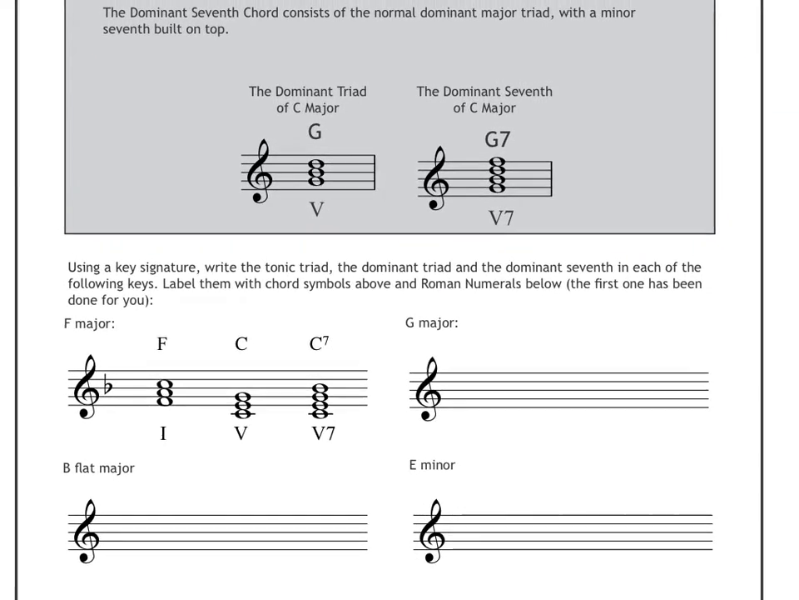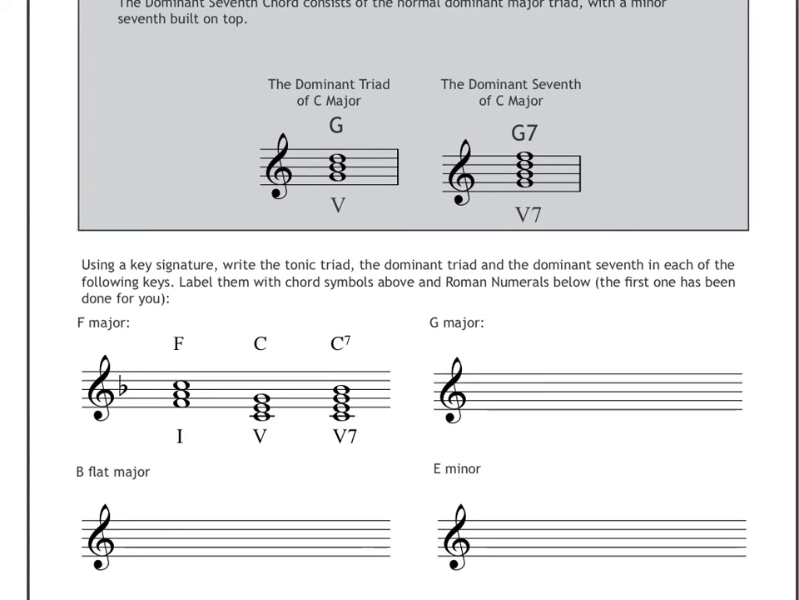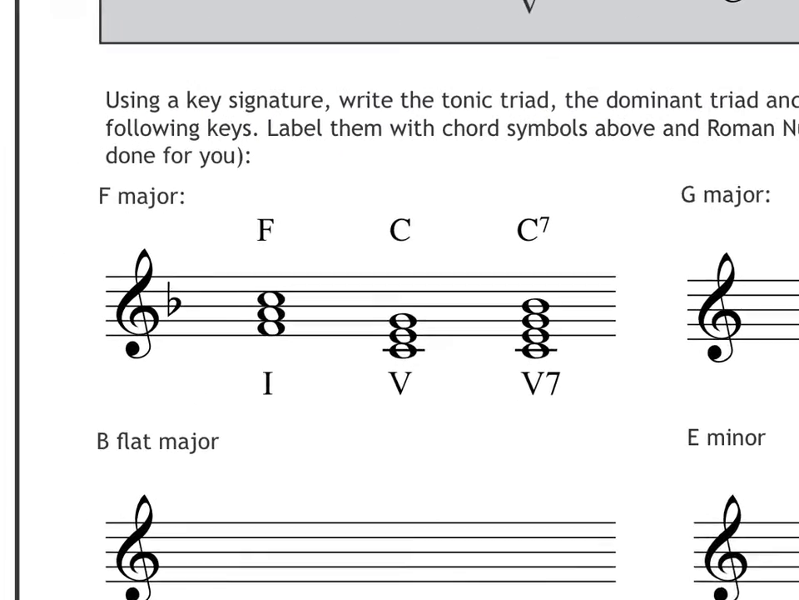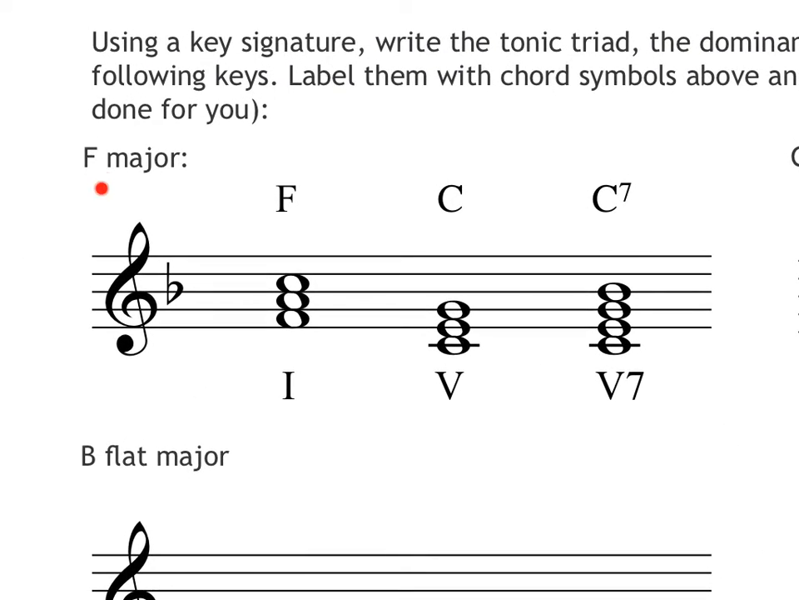You're going to use a key signature, write the tonic triad, the dominant triad, and the dominant seventh chord in each of the following keys. Label them with the chord symbols and Roman numerals below. The first one's been done for you, so let's have a look at this first one as an example. In the key of F major, you know that F major has the one B flat. So you're going to start with the 1 chord. As they said, the 1 chord is easy to do.